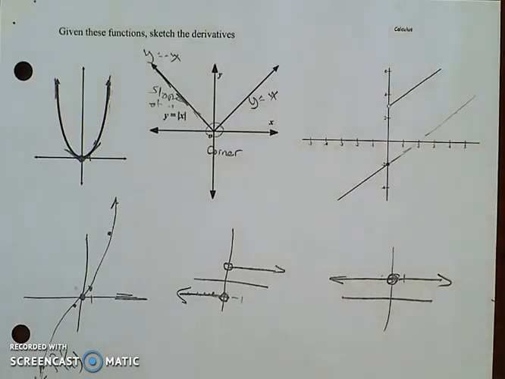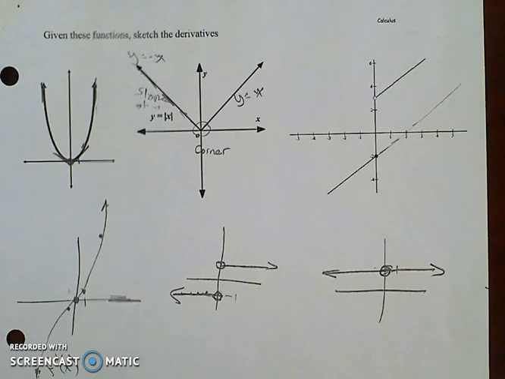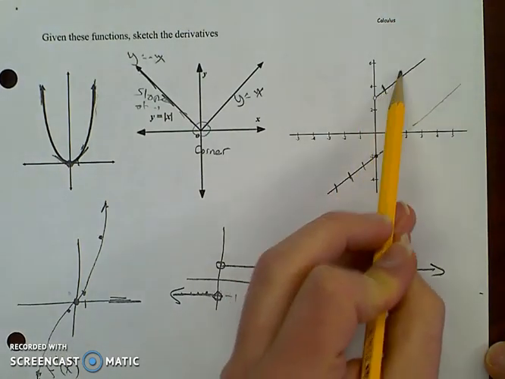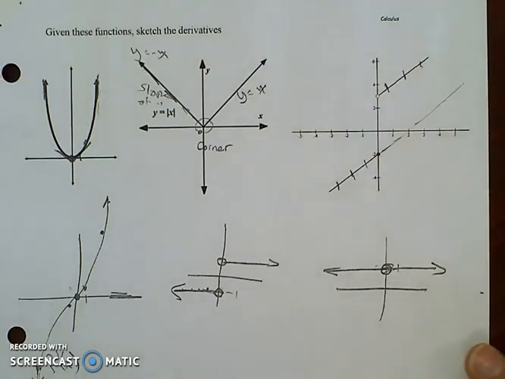And so that's how you can sketch the graphs of derivatives. Again, always look at specific points. Positive 1, positive 1, positive 1, positive 1, positive 1. That's how I know it's a straight line.